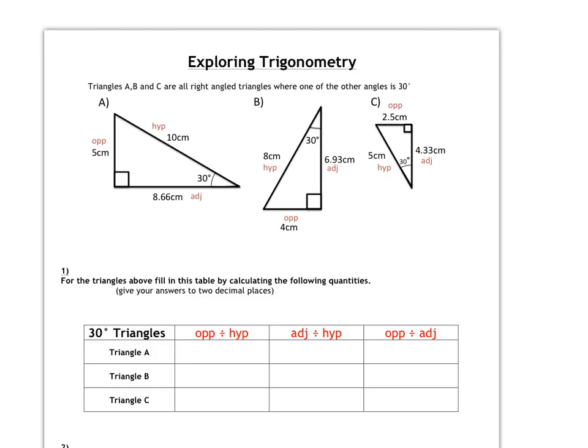So in this video I'm just going to quickly go through the first couple of pages of this worksheet. So task 1 is to fill in this table, and I'm going to fill in this first one for you here. So it's triangle A, and it wants to know what the opposite divided by the hypotenuse is. So in triangle A, the opposite is 5 and the hypotenuse is 10. So 5 divided by 10 is 0.5. So that ratio is 0.5, and then you need to fill in all the rest.